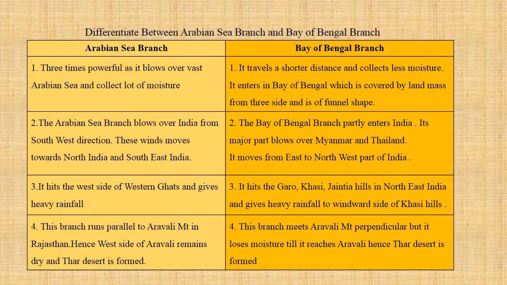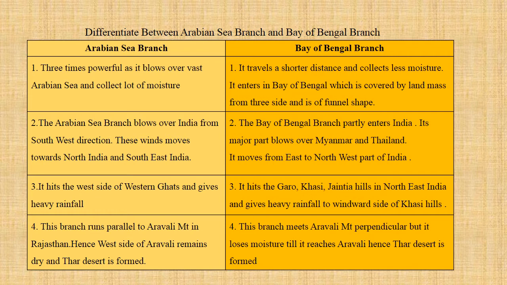Second point: the Arabian Sea branch will move over the Indian landmass from the southwest direction. It will move from southwest to southeast and from south to north. Whereas the Bay of Bengal branch moves parallel to the southeast coast, and as soon as it hits the Garo Khasi Jaintia hills and reaches West Bengal, it starts moving from the east part of our country to the northwest part of our country.